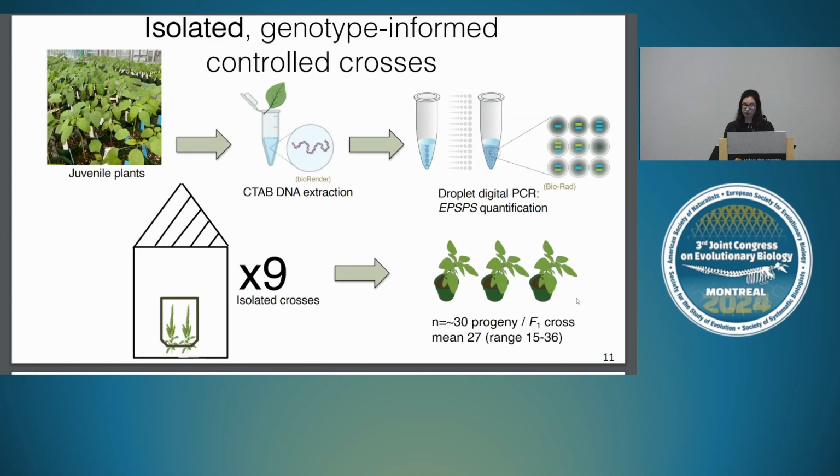However, we were still concerned, and so we went on to create 9 more crosses that were extremely isolated. We had only a single cross in the greenhouse at a time and no other plants growing of divergent copy numbers to get some really targeted data where we could rule out contamination.